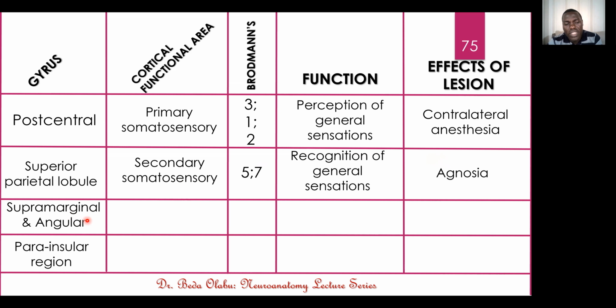Supramarginal gyri and angular gyri are part of the inferior parietal lobule. These two regions represent a unique region in the brain called Wernicke's area. Wernicke's area is area number 39 and area number 40. This is the region responsible for sensory speech. Sensory speech is the ability to understand language. It is both written language as well as spoken language. The ability to understand language is sensory speech.